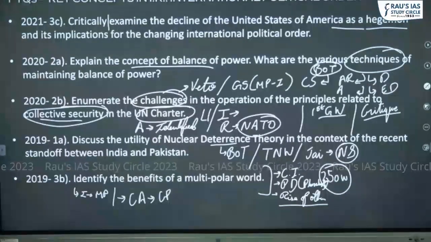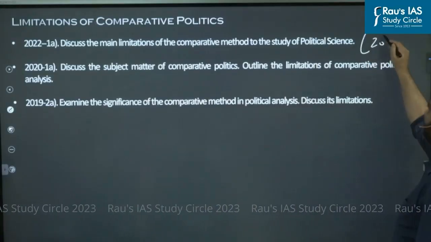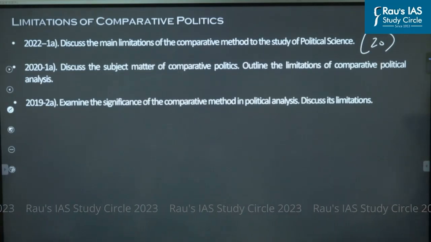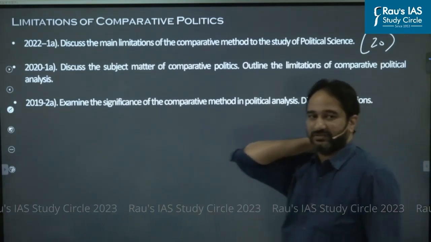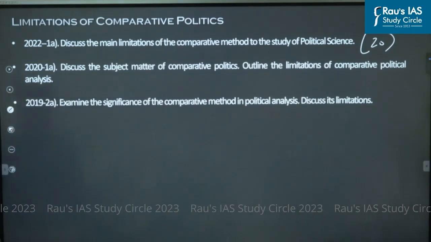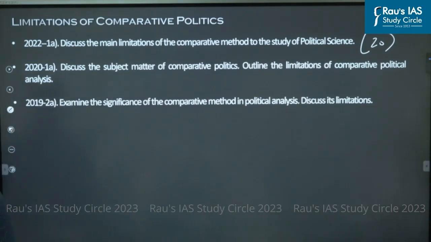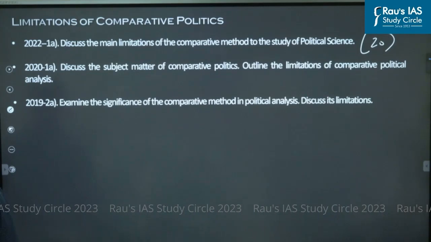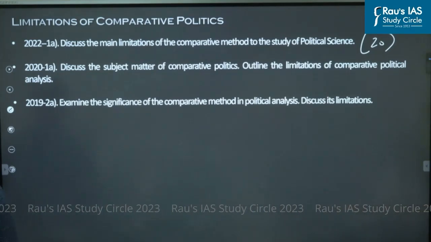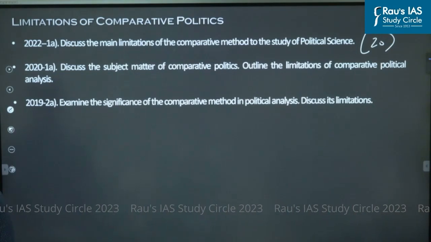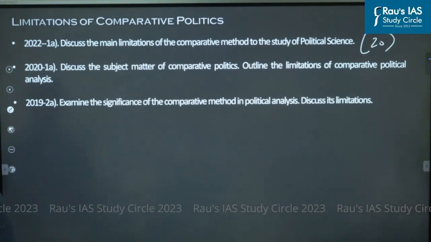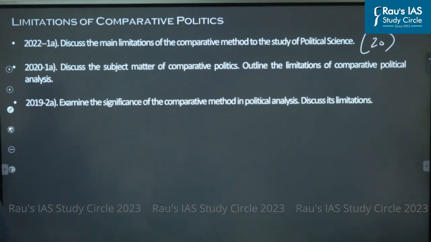Any doubts? How would you start your answer? Discuss the limitations of comparative methods to study of political science. How would you start the introduction? Yes, obviously, comparative politics is the only keyword there. In all of those questions, what would you write then? What is comparative politics? The same line from the handout. Yeah, I would prefer that.